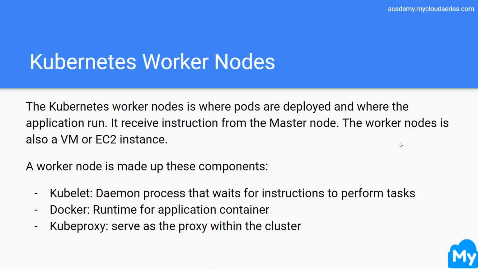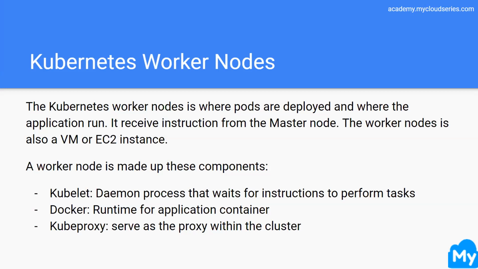Now, apart from the master node, we have what we call the worker nodes. The Kubernetes worker node is where pods are deployed and where the application runs. It receives instruction from the master node. The worker node is also a virtual machine or an EC2 instance. Unlike the master node, which can be a managed service that you don't have access to, the worker node is quite different. It can be only an EC2 instance or a VM, although that is gradually changing.